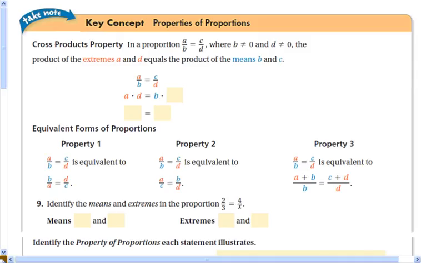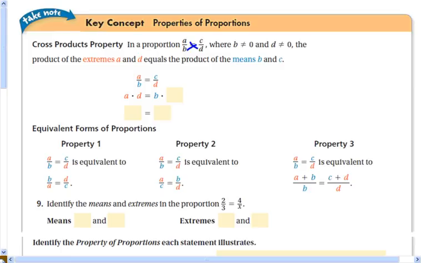All right, so we're going to use some properties of proportions. Some of these you may remember, some you may not. But whenever you have two ratios that are proportional, we can write an equal statement. And that equal statement can be written in several ways. One, we can use the cross products property. And we know that A times D is equal to B times C, as long as B is not equal to 0 and D is not equal to 0.